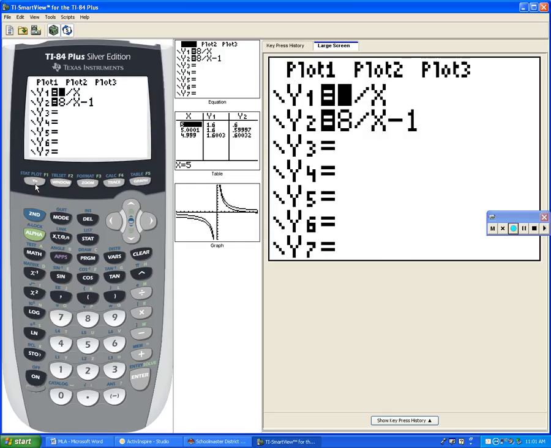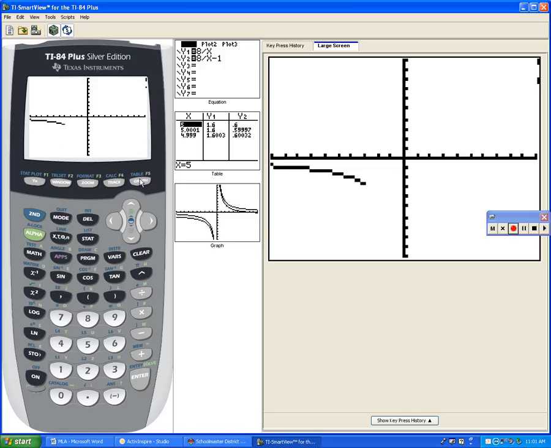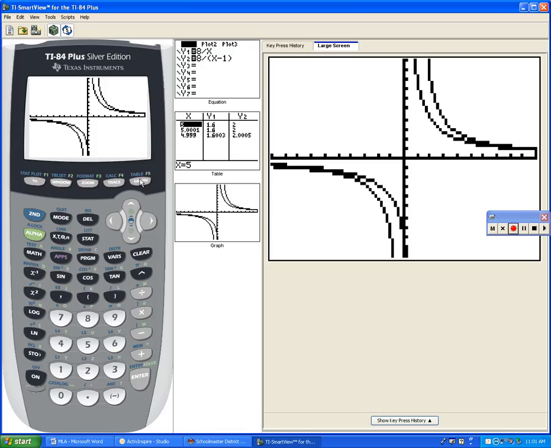Now when I did this, the first thing Forrest said was it was going to move it 1 to the right. How would I have to change this to move it left or right? I need to have things in parentheses if I want them to move to the left or to the right. So now if I go 8 divided by x minus 1, you can see that the whole graph has been shifted 1 to the right.